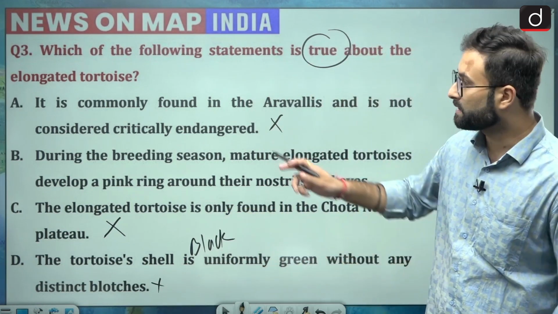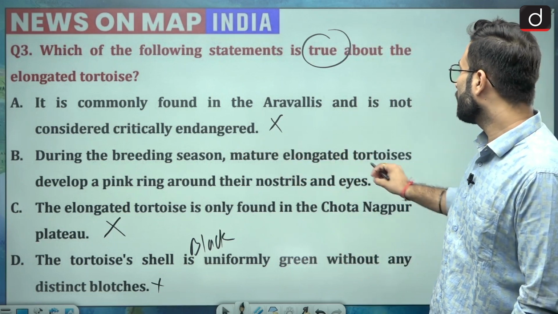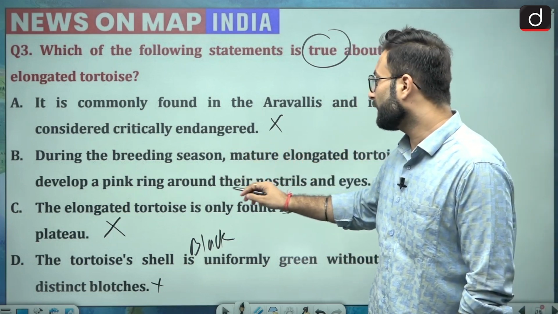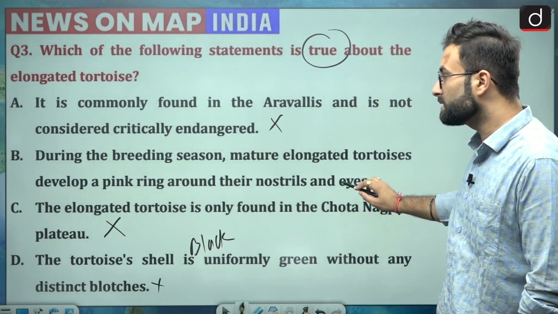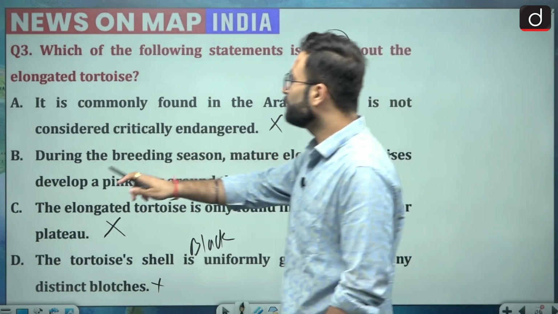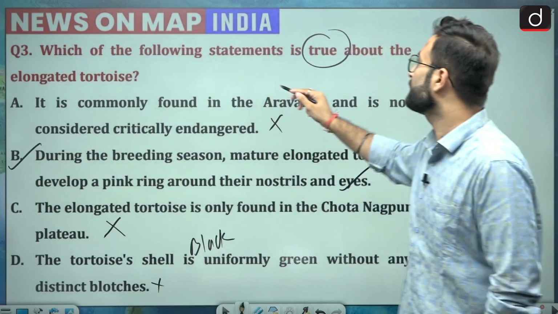Okay, so here you can see during the breeding season, mature elongated tortoises develop a pink ring around the nostrils and the eyes. This statement is correct. Option B would be your right answer. Which of the following statements are true?